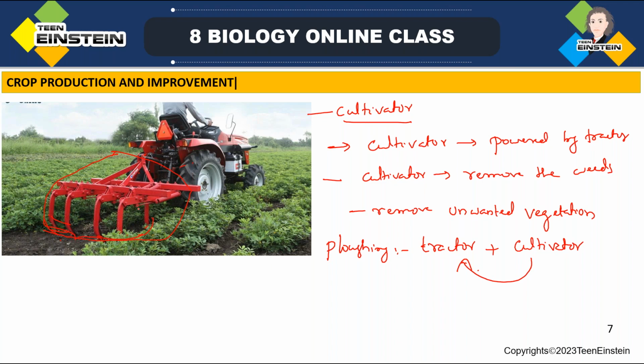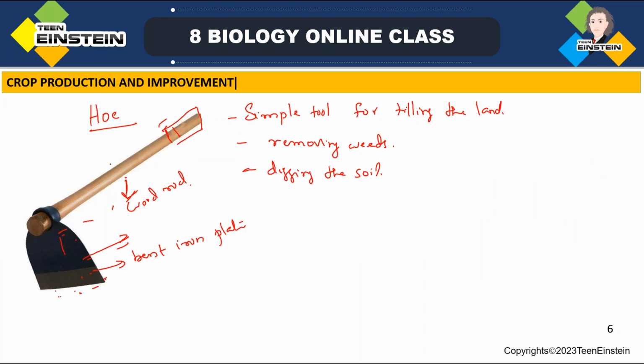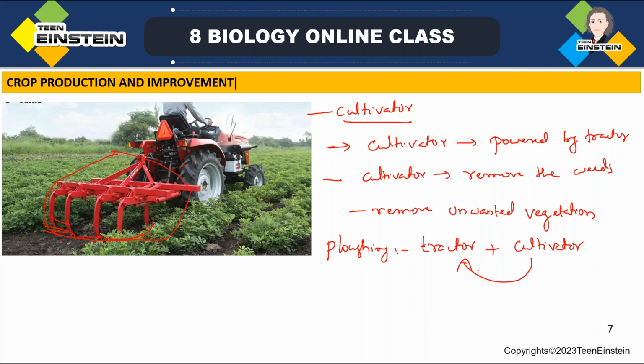So hoe, cultivator, all these are used for plowing and removal of the weeds, right? With the other methods we need to do it manually, and it is time consuming. And the cultivator is connected to or powered by a tractor, and it is an easy method of plowing, and at the same time you can kill the weeds and remove the weeds also.